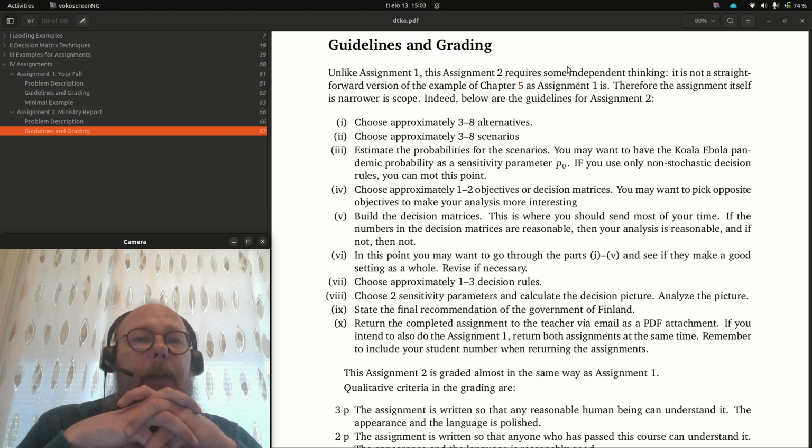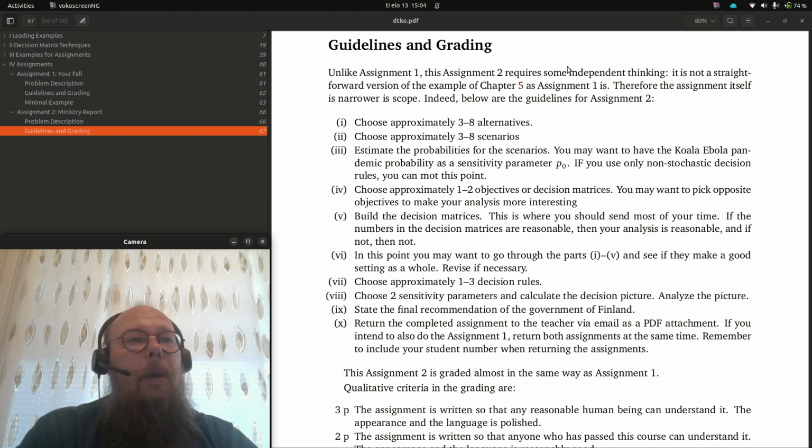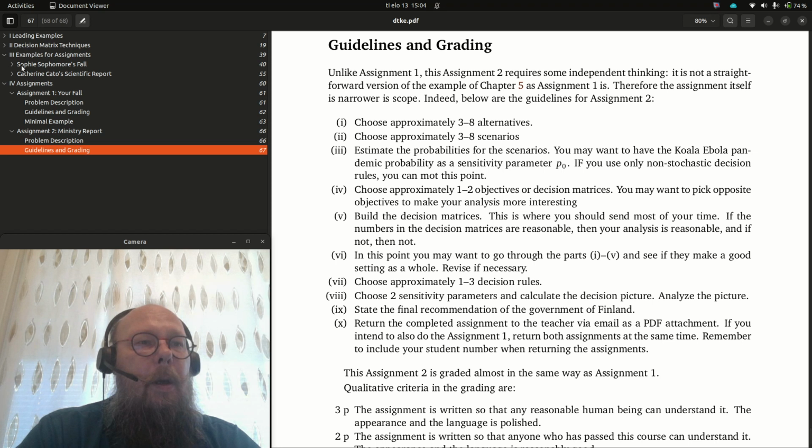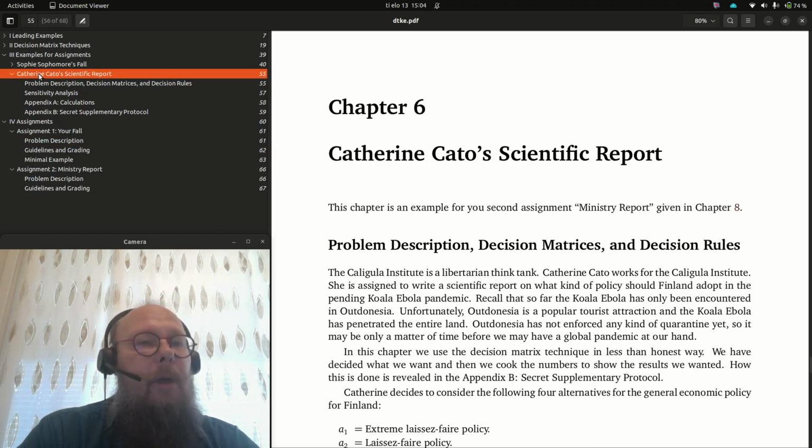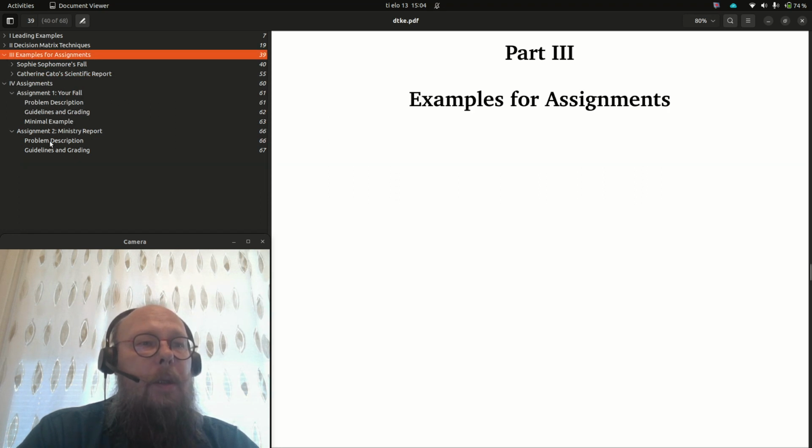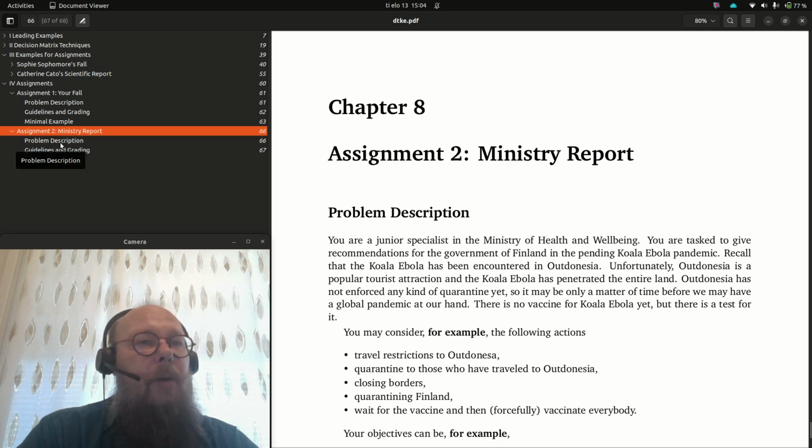And unlike assignment 1, this assignment 2 requires a little bit of independent thinking. It is not a straightforward version of example of chapter 5 as assignment 1 is. So for this reason, this assignment itself is a bit narrower in scope, and below are the guidelines for assignment 2. Of course, there is this example here, Catherine Cato's scientific report, so you can use this as a template how to do this assignment to ministry report.